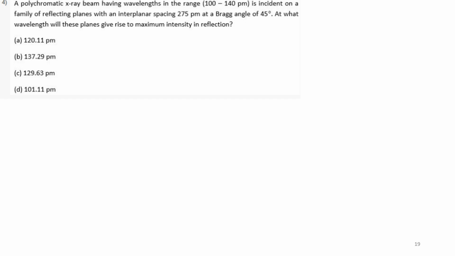Now we will do the fourth problem. A polychromatic X-ray beam having wavelength in the range of 100 to 140 picometer is incident on a family of reflecting planes with an interplanar spacing of 275 picometer at the Bragg's angle of 45 degree. At what wavelength will the planes give rise to maximum intensity in reflection?